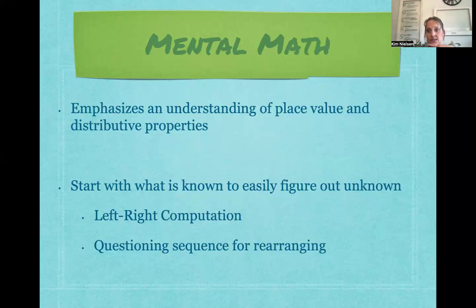Again, we talked about this in Singapore curriculum, and this is a classical pedagogy and classical principle: start with what's known, and then step by step I can figure out what's unknown. And so it's this thought process that's as important as the actual skill. And so mental math will use certain things, and we'll teach these, like a left to right computation and questioning with rearranging. And so again, we'll walk through these and give some examples of these in our workshop.